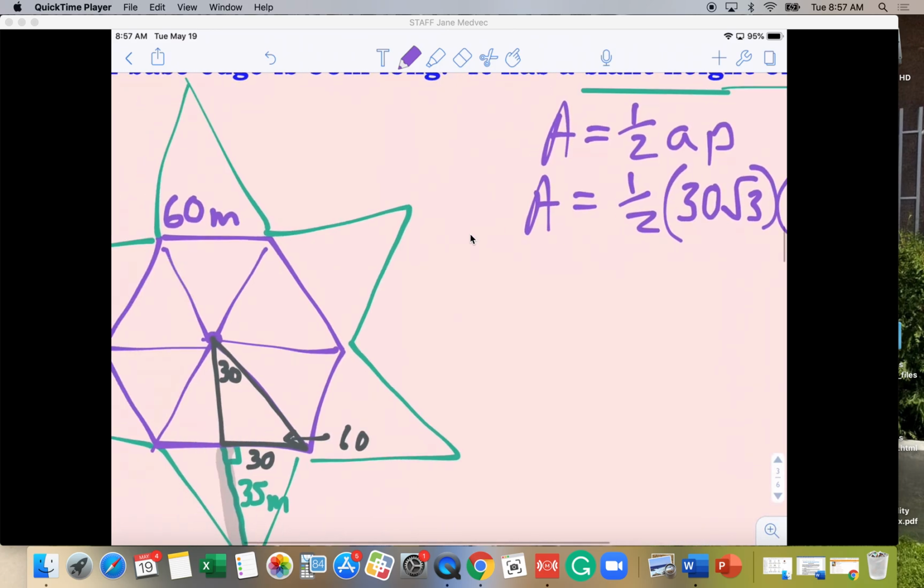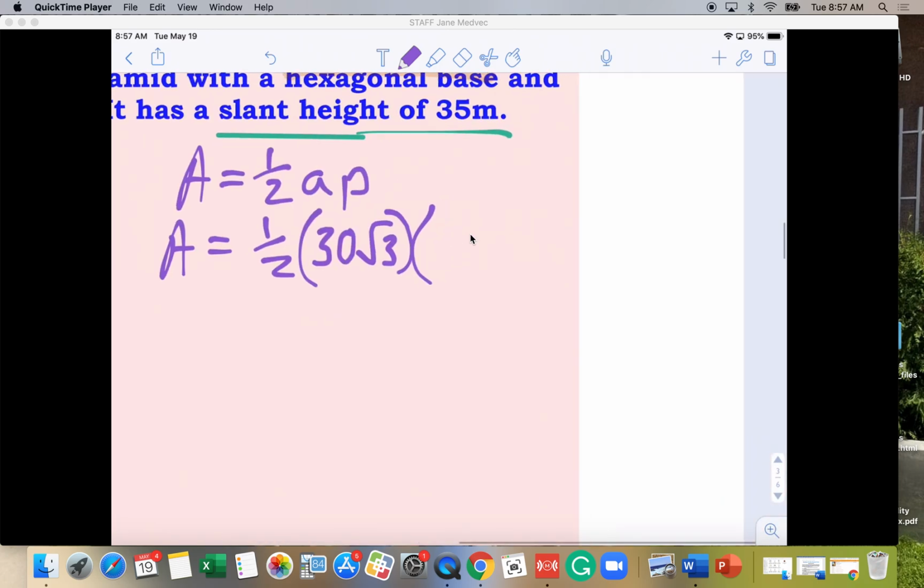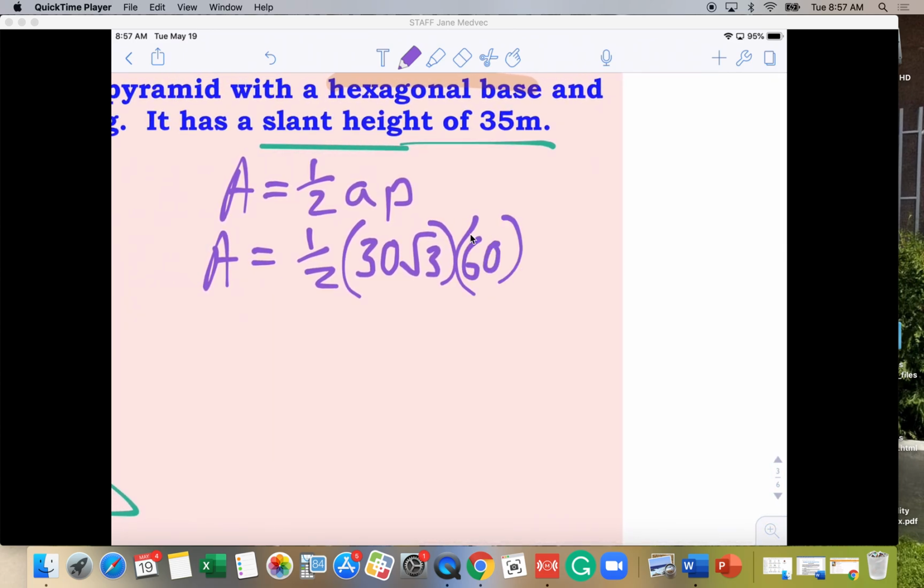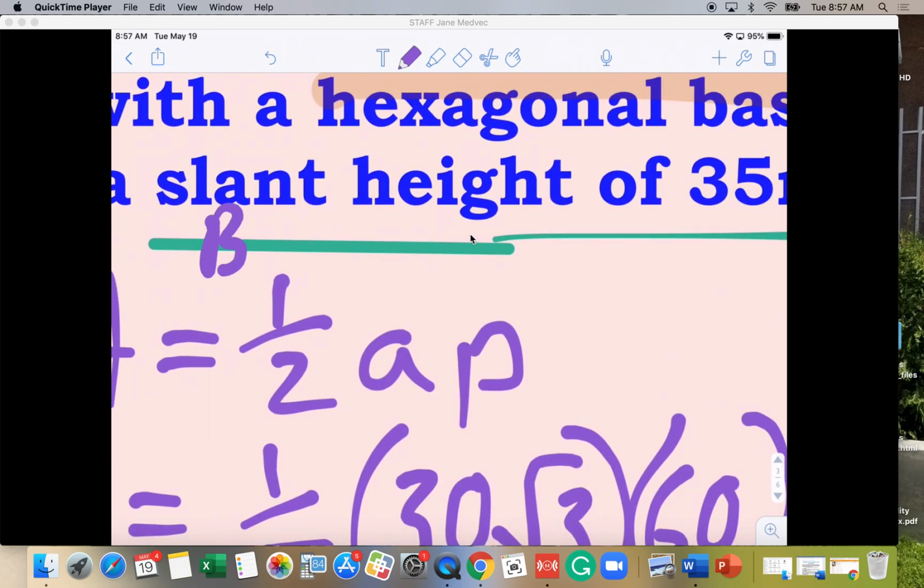To find the perimeter, I'm going to take 60, which is one of the sides, and multiply it by 6 because there are 6 sides to a hexagon. When I multiply that through, I get 5,400 root 3. You could bring it all the way through, but I'm going to leave it as root 3 so I don't have to chop off a number. So that is the base of the figure. I've got to label that.